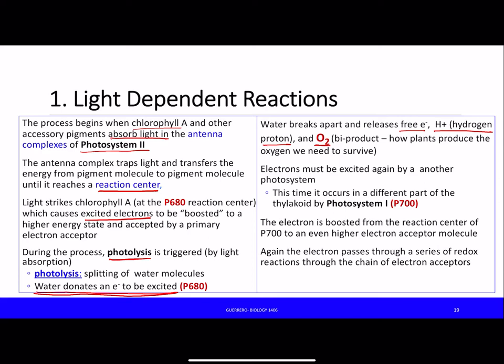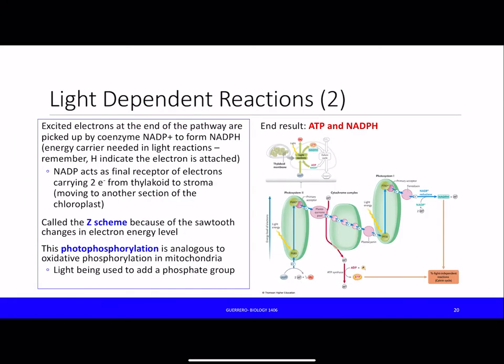Now, once those electrons get to photosystem 1, they are going to need to be re-excited, and that happens in your photosystem 1. And then the electrons are going to get passed to an even higher electron acceptor molecule, which is your NADPH. Okay, so the excited electrons are moving until they get to NADPH, and that's our final electron acceptor.